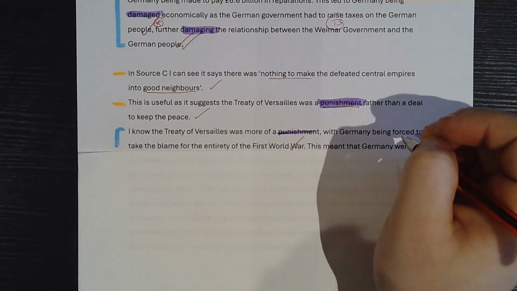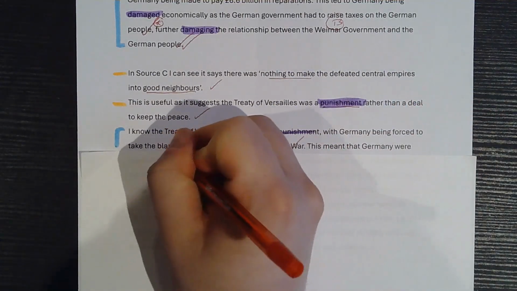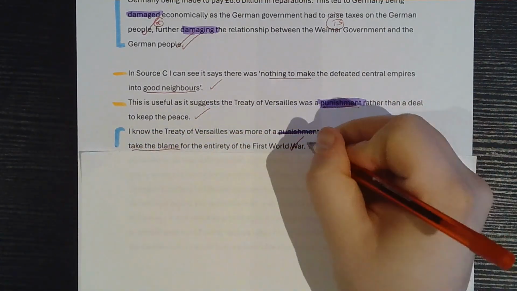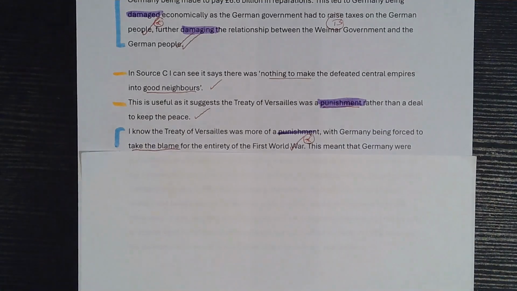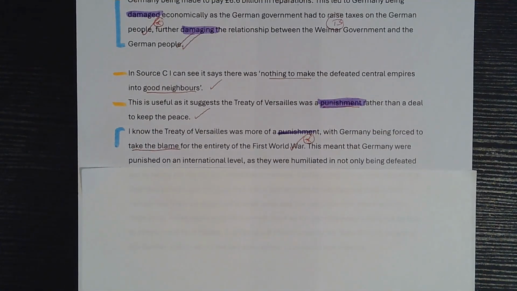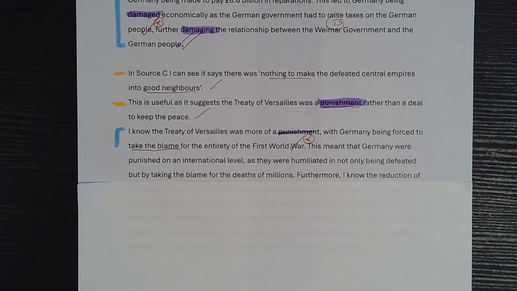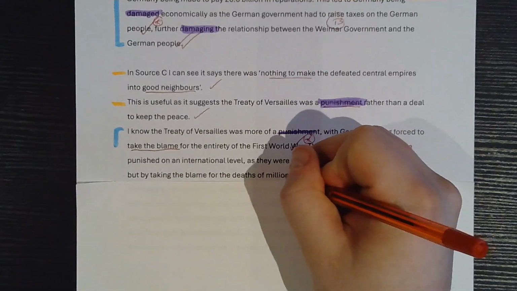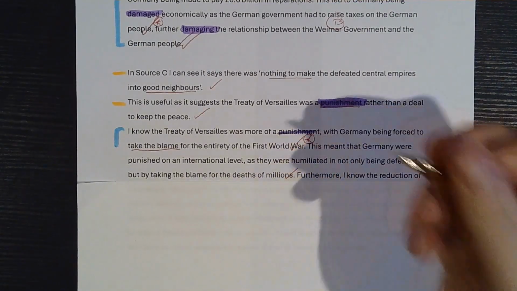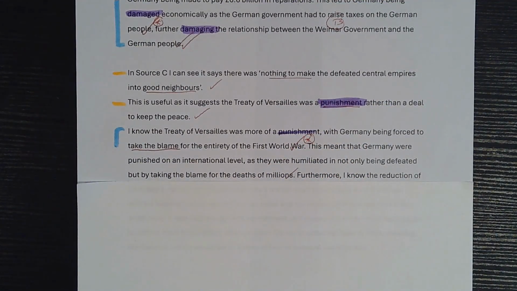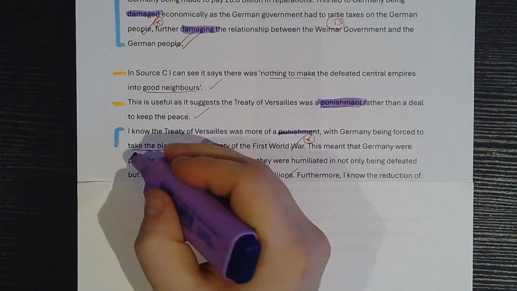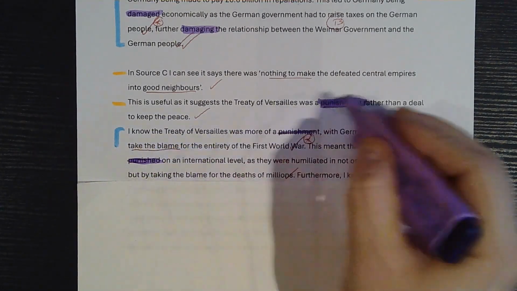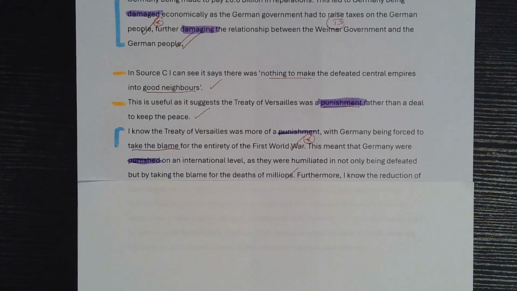So what if Germany were forced to take the blame? So it's that idea of taking the blame that I need to talk about now. So what? This meant that Germany were punished on an international level, as they were humiliated in not only being defeated, but taking the blame for the death of millions. Okay, so that further explains why taking the blame was a punishment for Germany. Again, linking it to that word punishment with some detail.